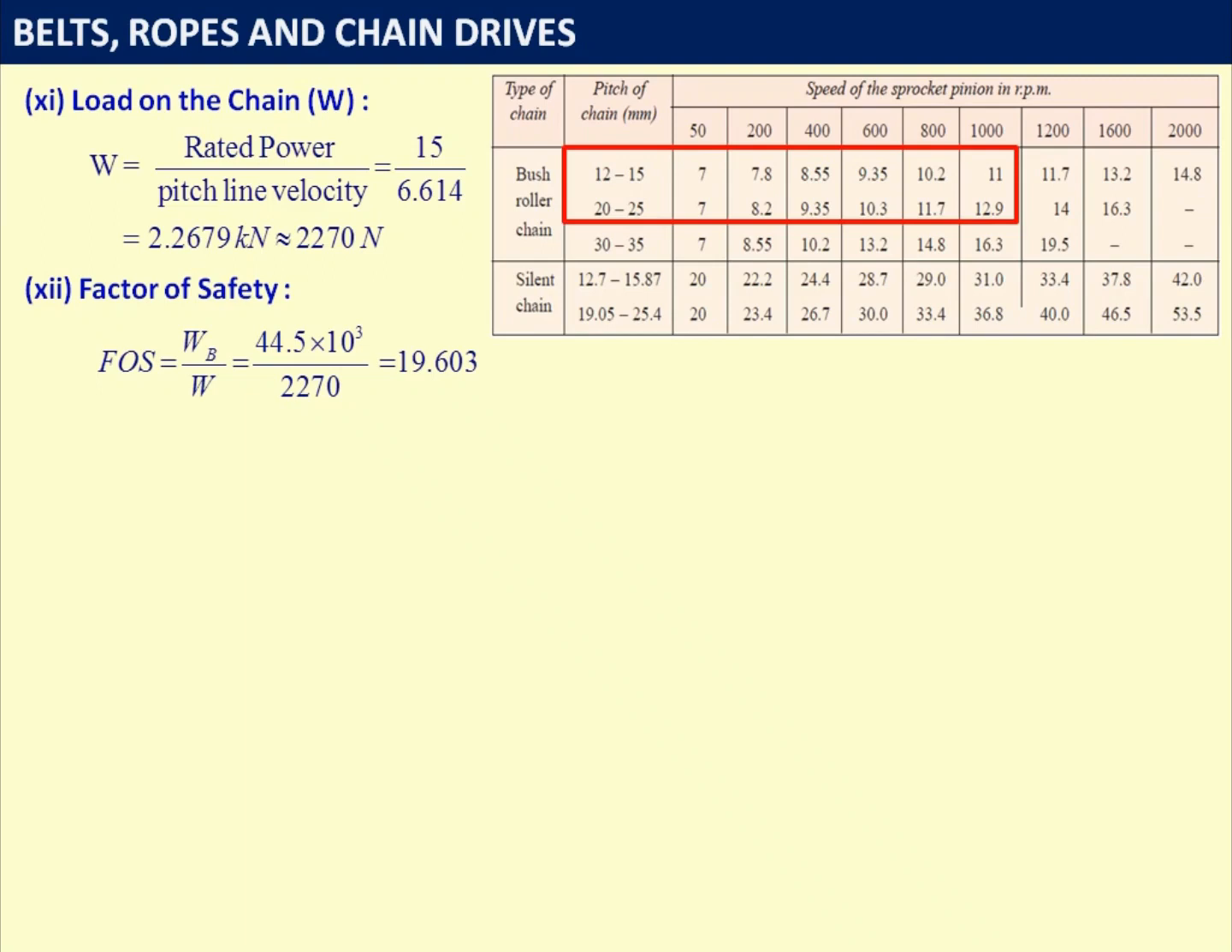Now this factor of safety should be more than the minimum factor of safety expected for the respective pitch of the chain. So using this table, since the value of the pitch is 15 point something, the minimum value of the factor of safety should be 11, and in our case we have got the factor of safety as 19.603. So therefore whatever design we have done, that is safe.